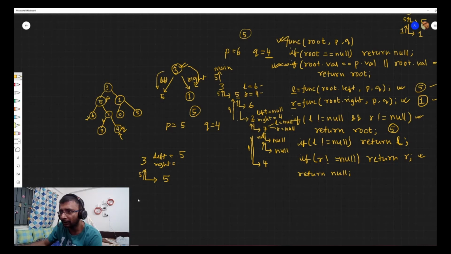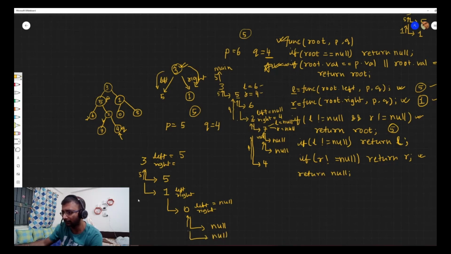Now what happens? Now 3 calls 1, right? So we will see the answer in the left and right of 1. So what 1 does is 1 calls 0. We'll see the left and right of 0 because they are not matching. This condition that we are talking about here is not matched. So 0 calls with null and he sends back a null. So the left is set to null.